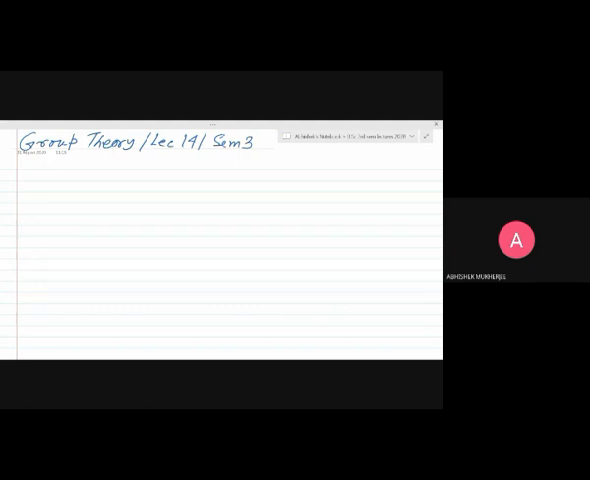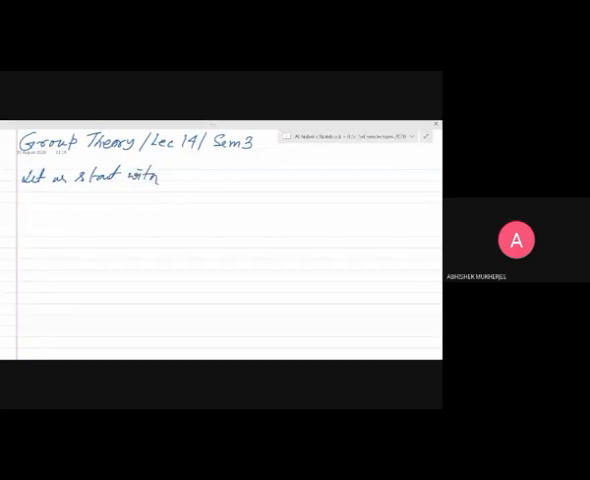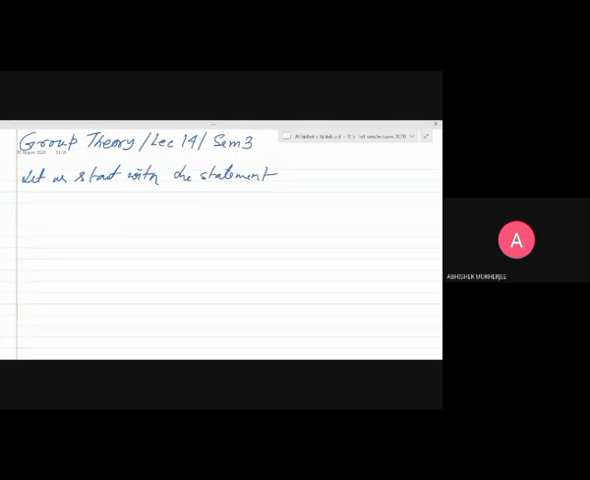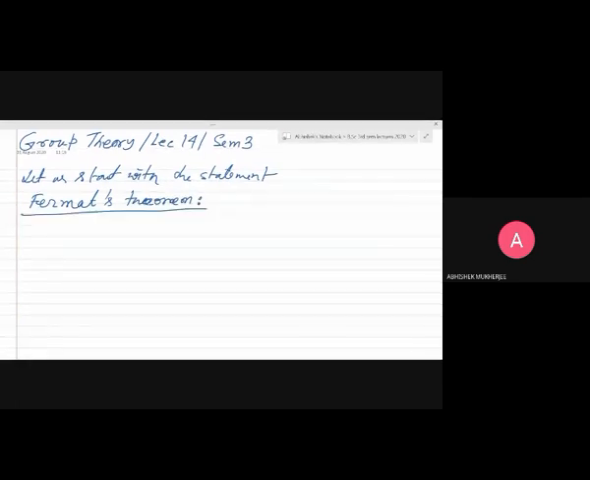Okay. So let us start with the statement due to Fermat, which is known as Fermat's theorem. Okay. So what is the statement? The statement is like that.